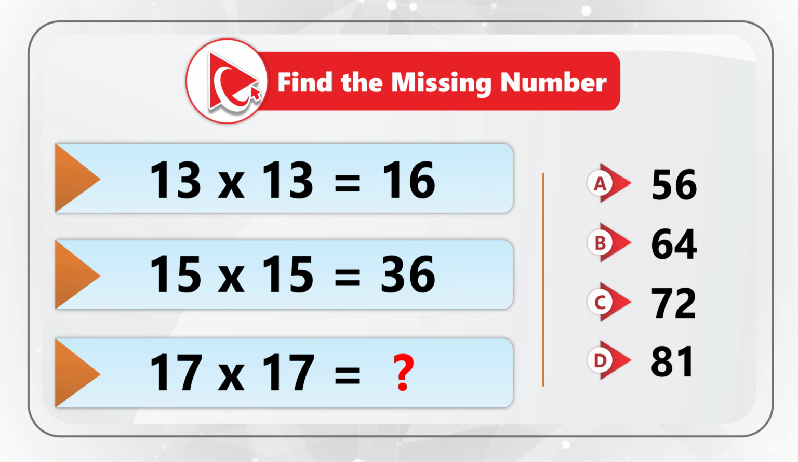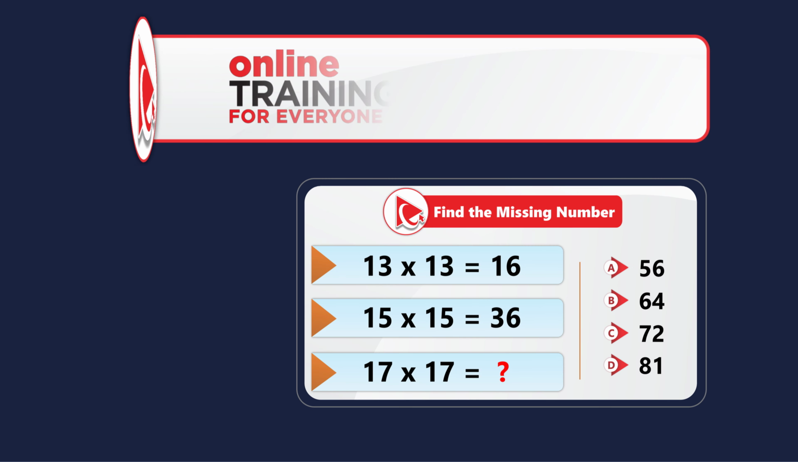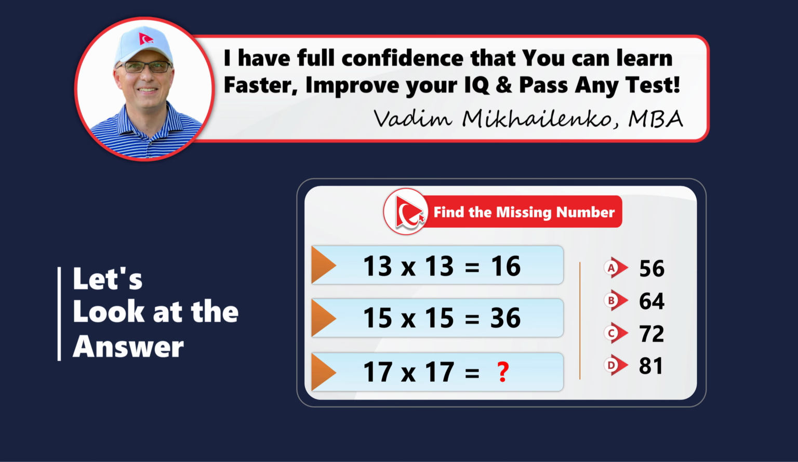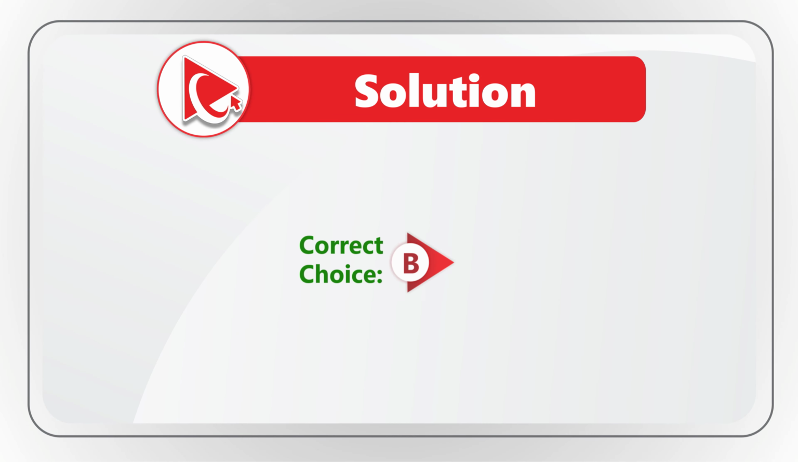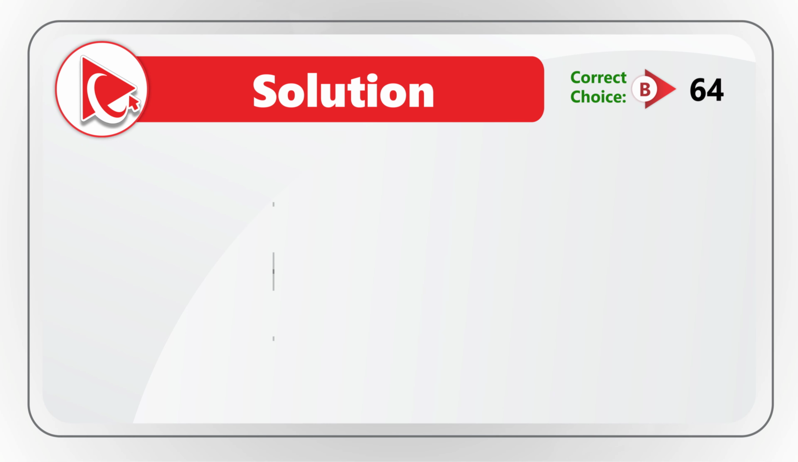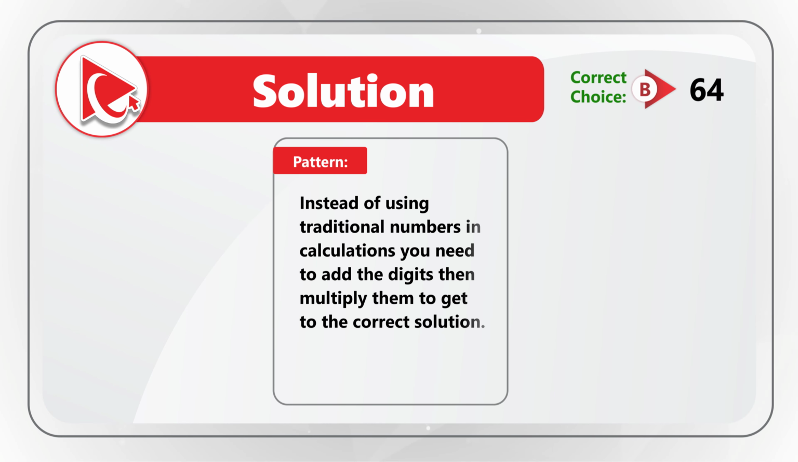Did you figure it out? The answer is so simple, so when you learn it, you'll be very surprised. Because the correct answer, choice B, 64, is calculated very easily. The pattern here is that instead of using traditional numbers in calculations, you need to add the digits and then multiply them to get to the correct solution.